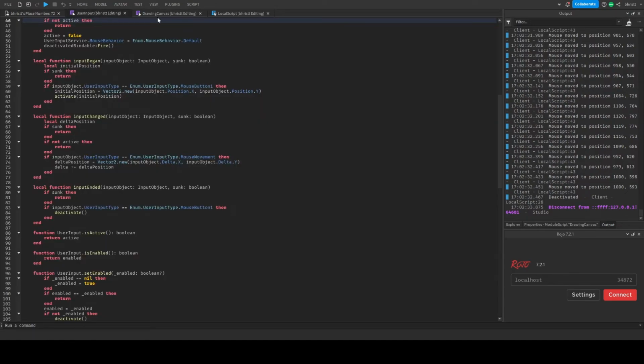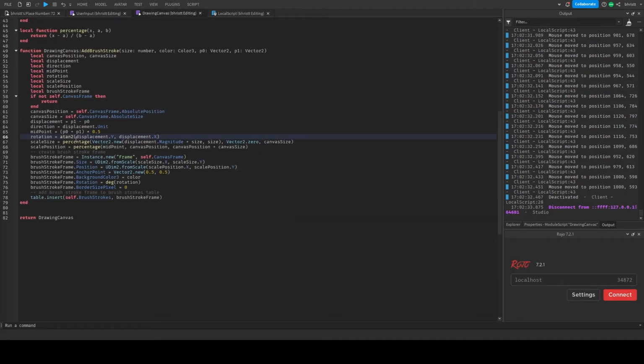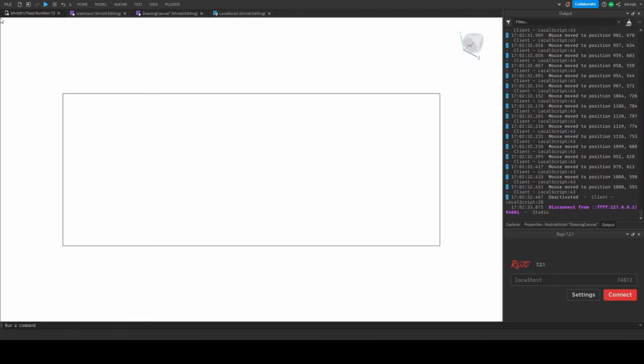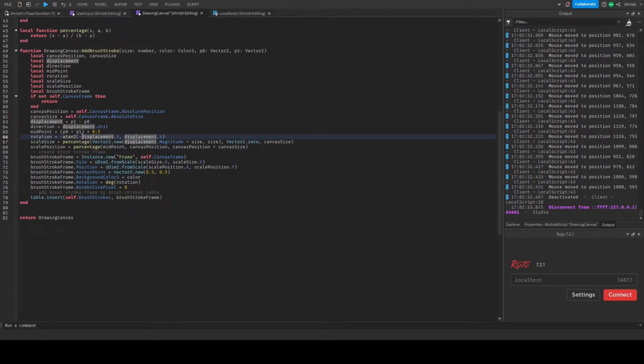So to counteract that, I did a negative, or you could do a negative here. You could still do negative atan2 and then just put displacement.y as negative, because the displacement between those two positions in the y-axis is going to be negative because of that small detail of UI elements. So this should still work, but this should also still work.